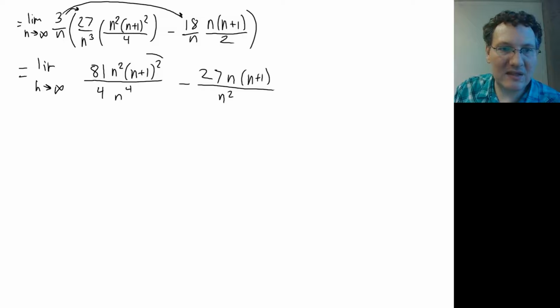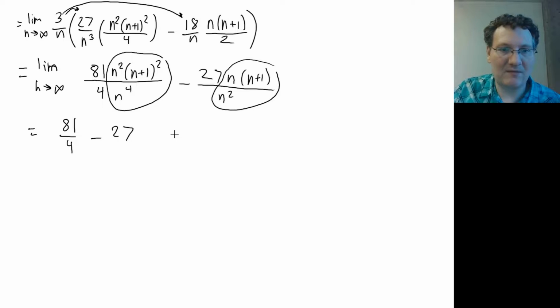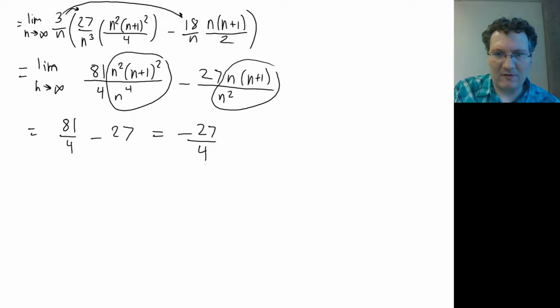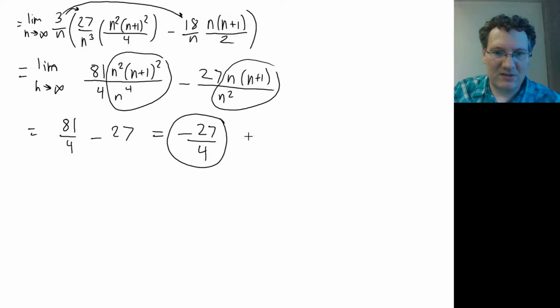So you'll notice that if we take the limit, the power of n is the same on the polynomial on the top and the bottom. So what matters is just the leading coefficient. So this is going to end up being 81 over 4 minus 27. And this comes out to be negative 27 over 4. So that's the summation of this, which is negative 6.75.